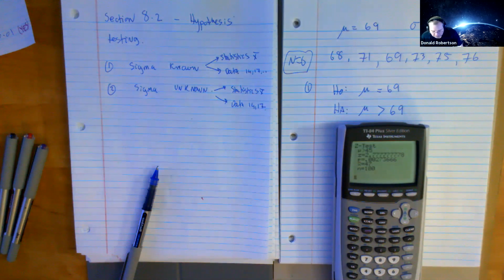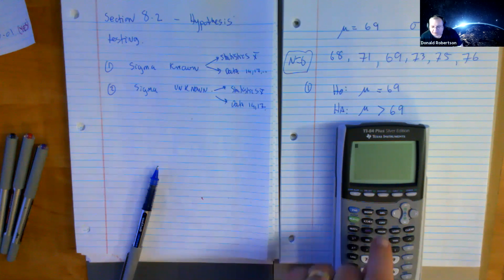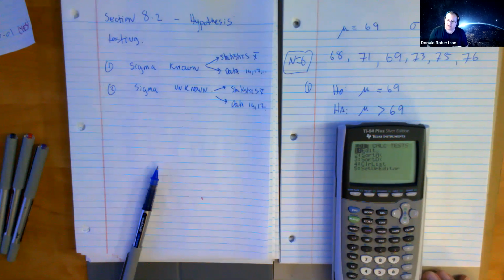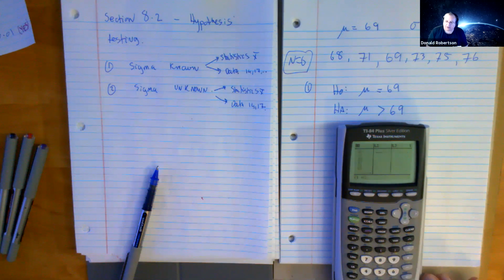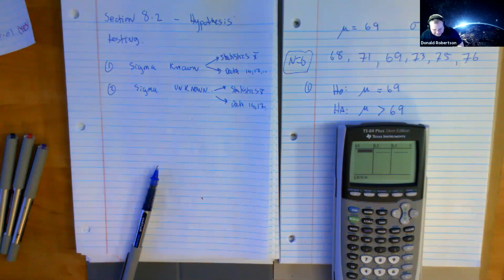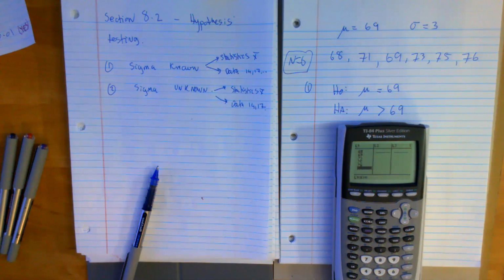Okay, so clear that out of the way. I'm going to go into start, then edit, and I'll clear this one out of the way. And I need to put my data in. So I just go 68, 69, 73, 75, 76.